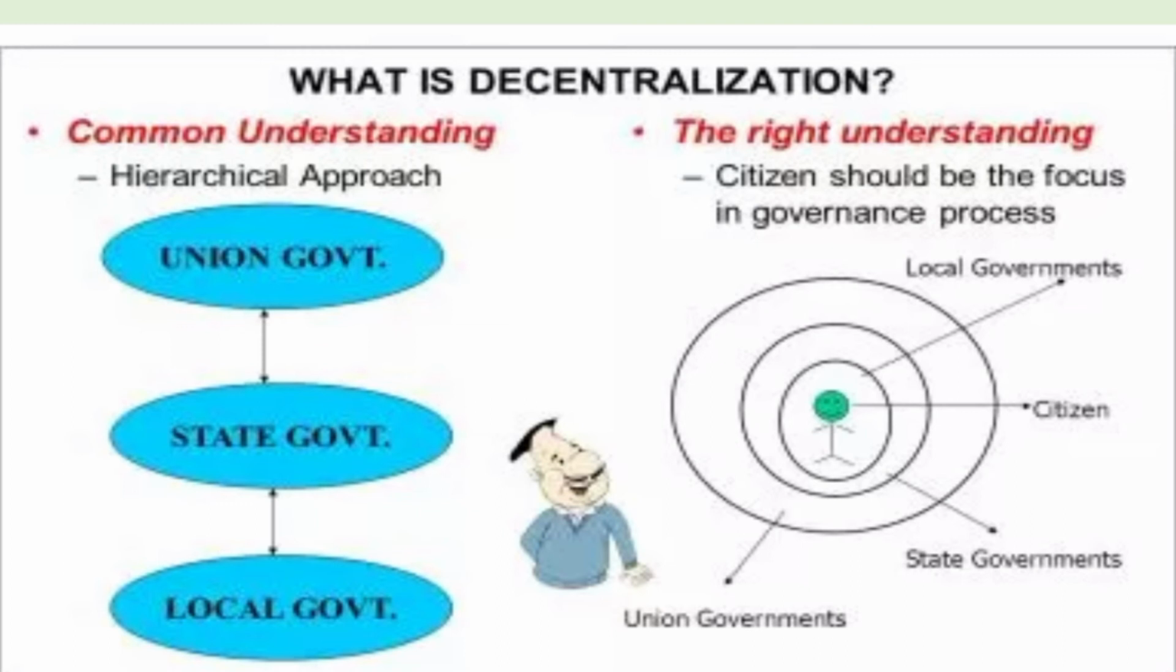So, distribution of power, when the power is distributed from the center to the states, we call decentralization. So, common understanding, we have the hierarchy, the level of approach from the highest to the lowest. First the union government, then the state government, last is the local government.